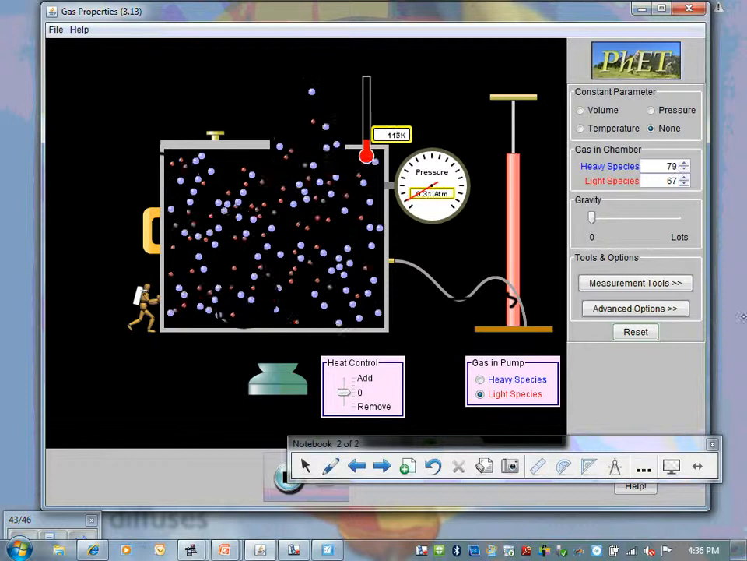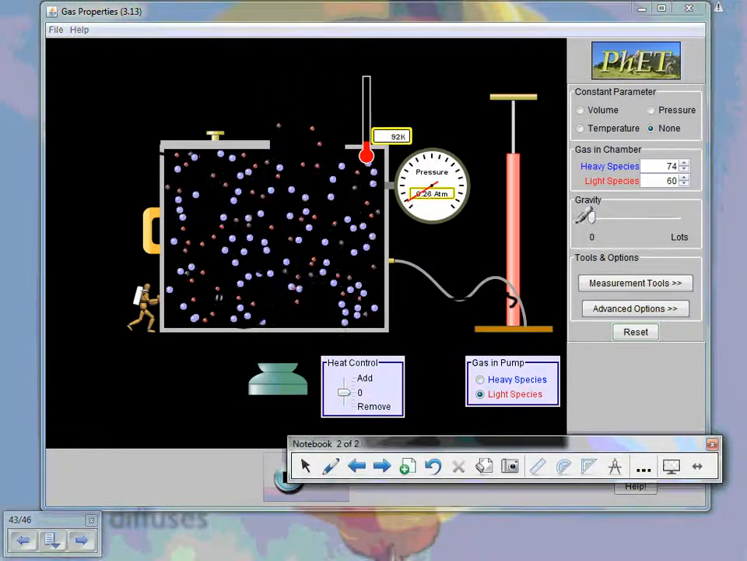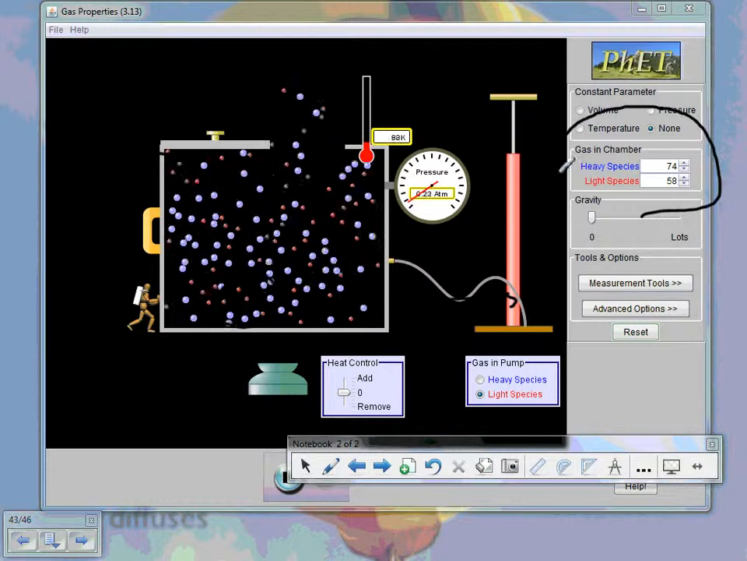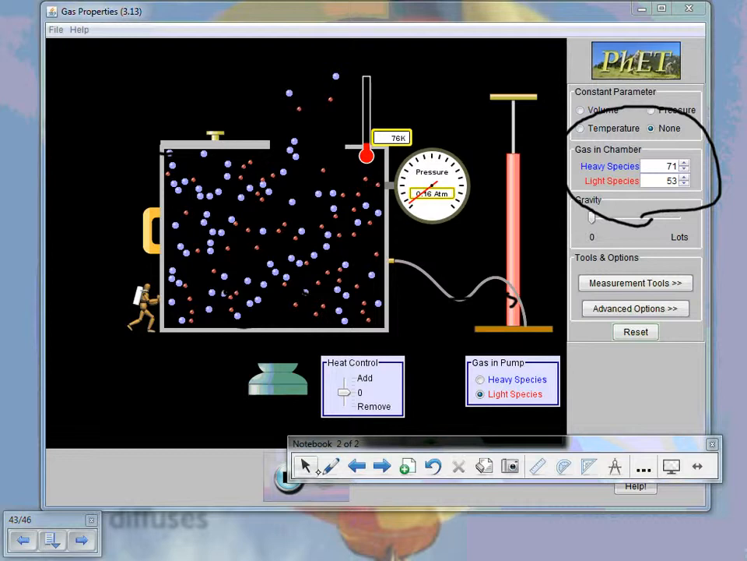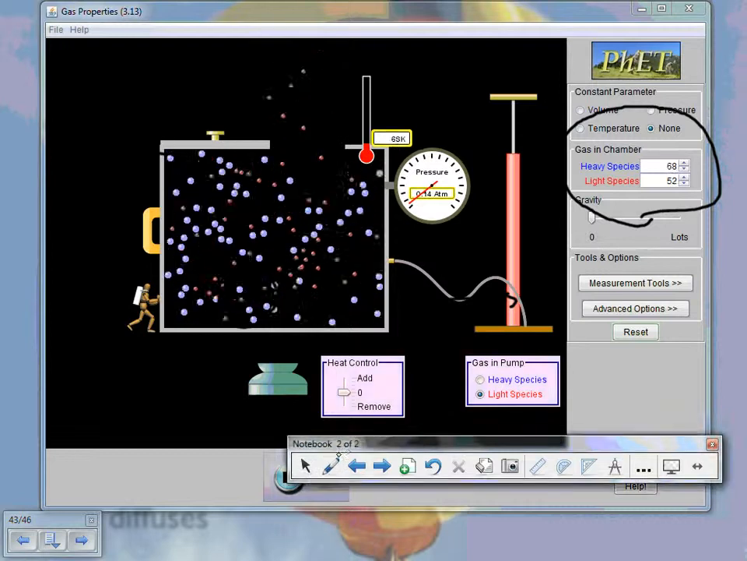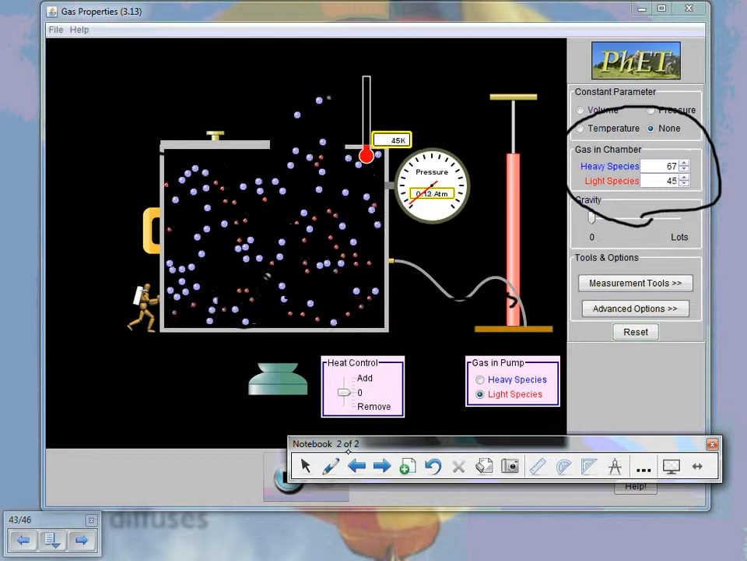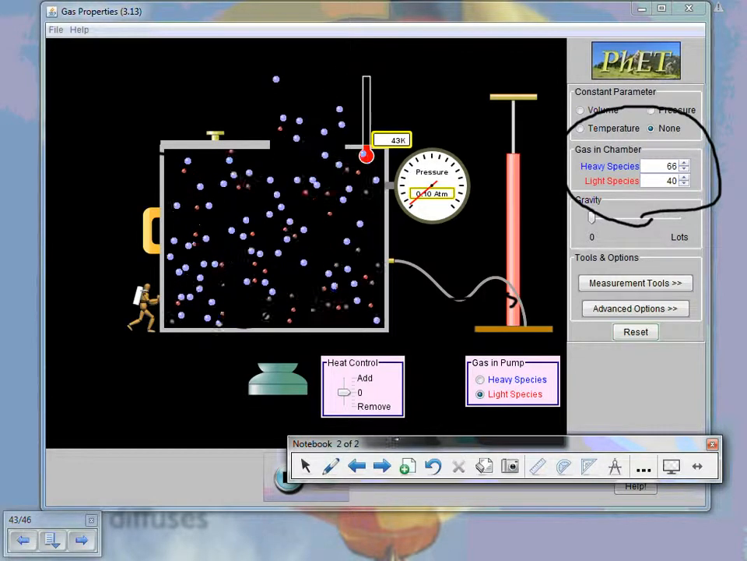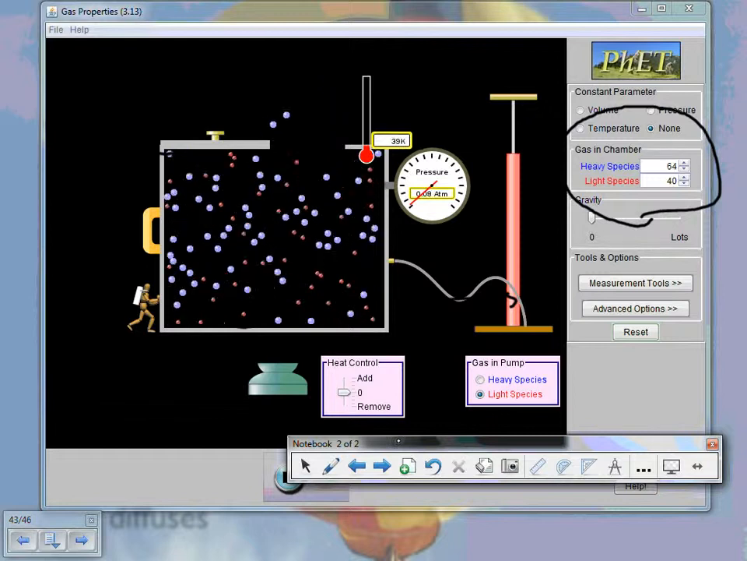Okay, so watch this number over here that tells us how many particles we have. So see right here? Which one's going down faster? The red one. Smaller one. Because we started with 121 red particles, right? And 88 blue particles. So the red's definitely getting smaller faster because it's leaking out faster than the blue.